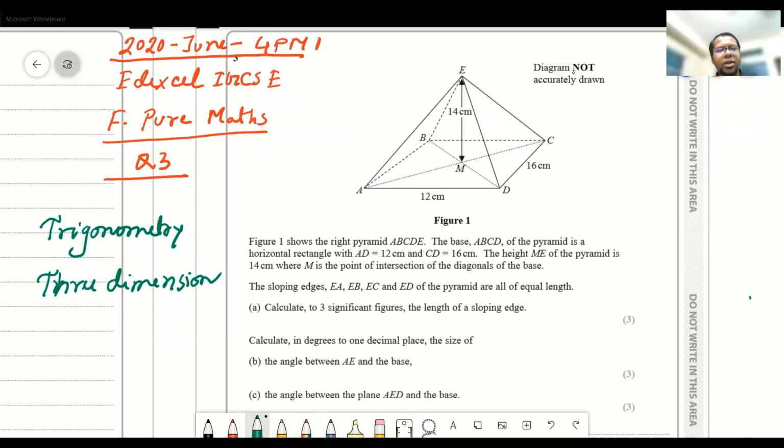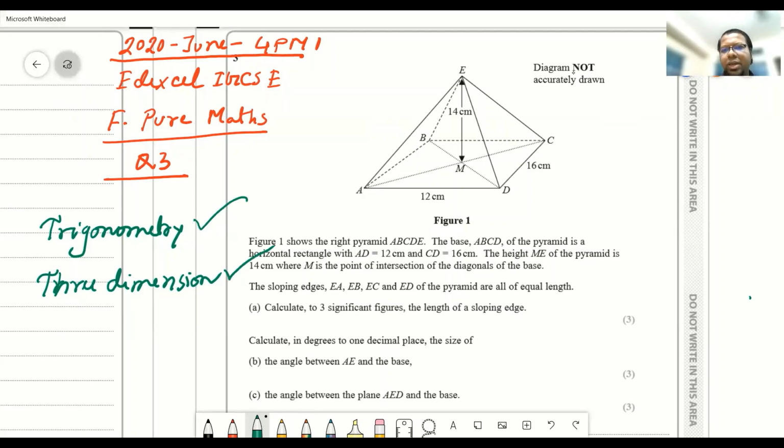Dear students, Assalamu alaikum. Today I'm going to solve a question related to Edexcel IGCSE Further Pure Maths. This question is taken from June 2020, and it's a paper 1 question. The question is related to the topic trigonometry, and it's also a three-dimensional problem. I hope you will understand my explanation anyway.